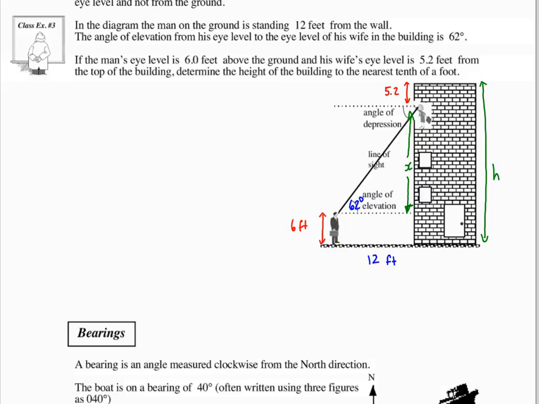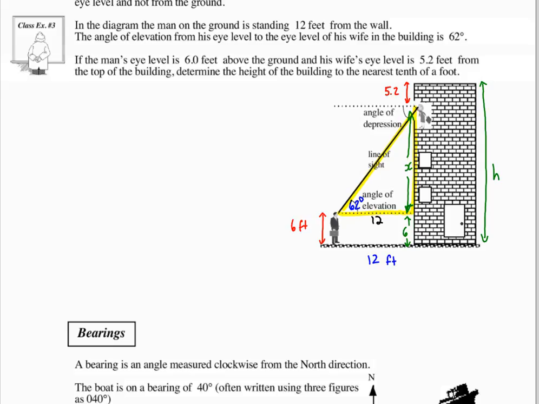If you find x, then we can add the 6 and the 5.2 to get our height, because this height here is 6 and up here is 5.2. This is the right triangle we're working with. If we get this x value, we can just add 5.2 and 6 to get the full height of the building. So let's start by finding x. We know the 12, the horizontal distance.